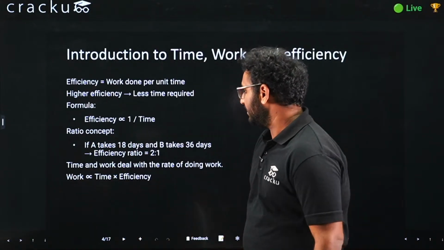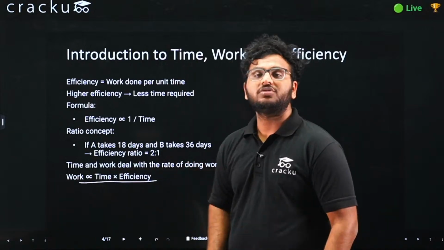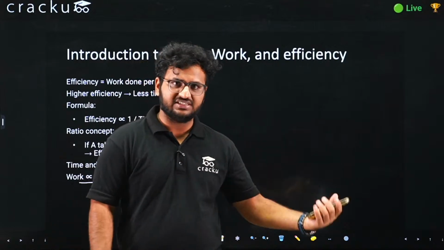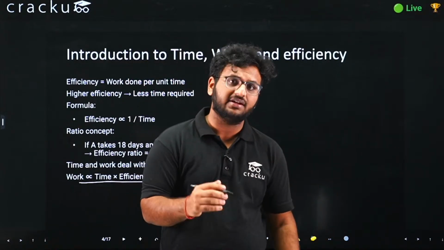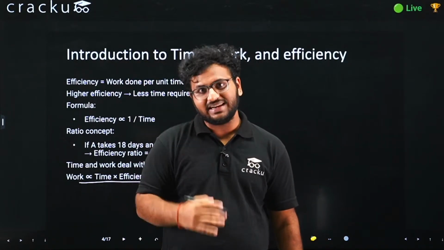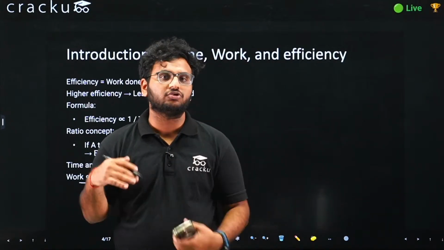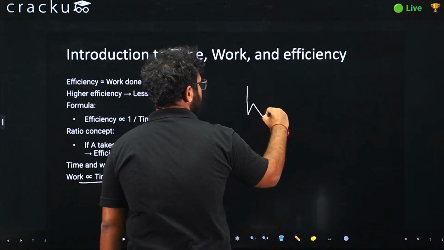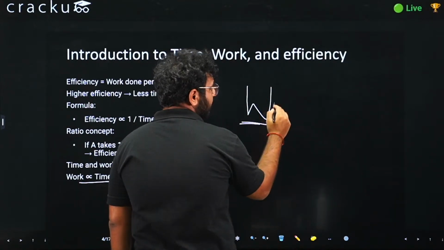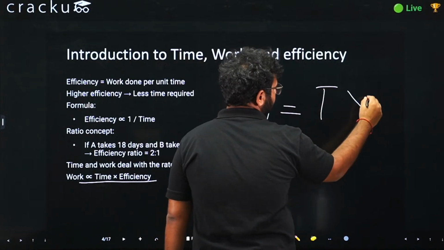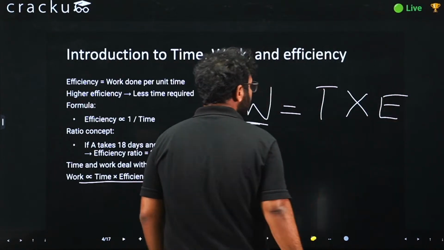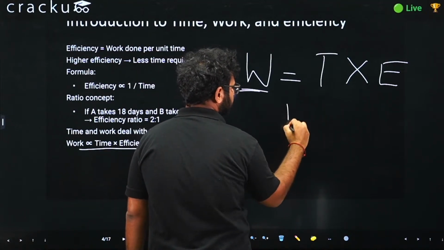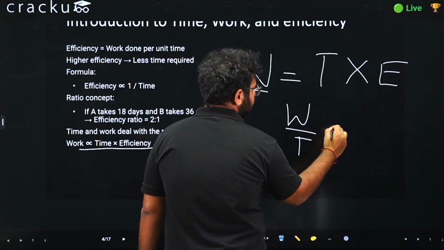So from this we can say that work is directly proportional to time into efficiency. If my friend is smarter than me, so his efficiency is more, he will solve a question much more easily, in much less time than the time I will take to solve that question. Therefore, we need to remember that work, which is usually represented as W, is equal to time into efficiency. So from this we can say that work by time is equal to efficiency.